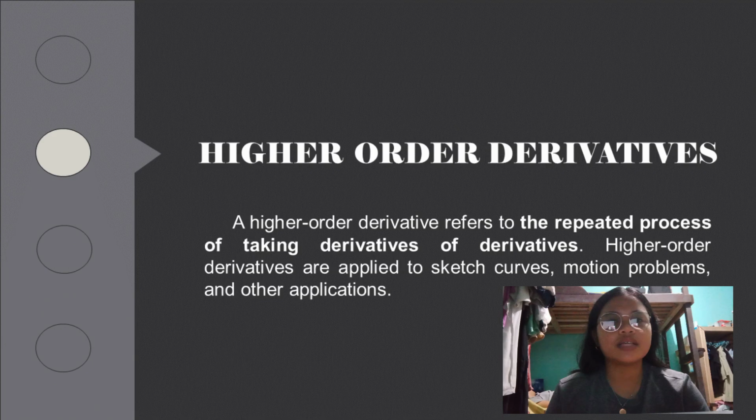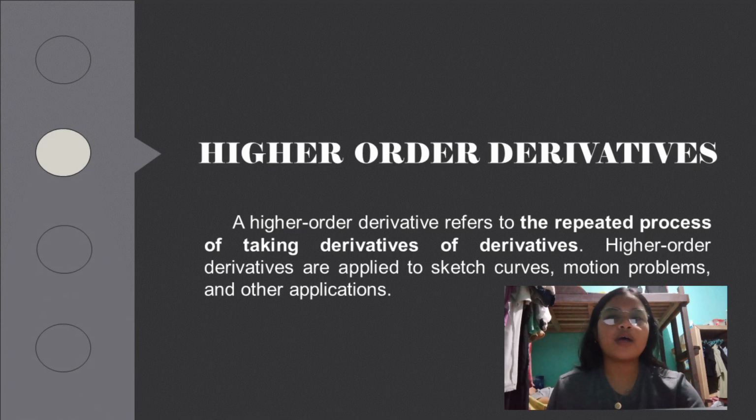In calculus, the first derivative represents the rate of change of a function, and higher order derivatives extend this concept to capture information about the rate of change of the rate of change and so on. So if y is equal to f of x, then the first derivative is denoted as dy over dx or f prime of x.